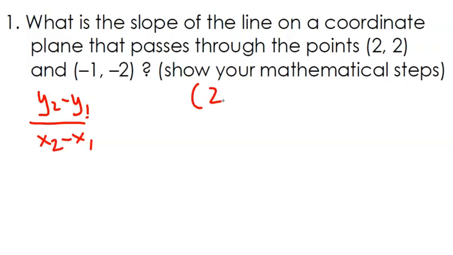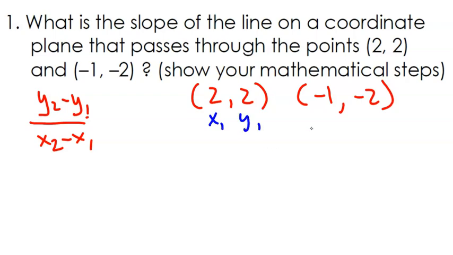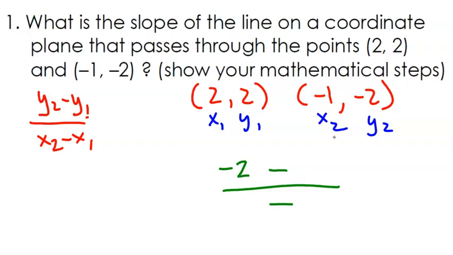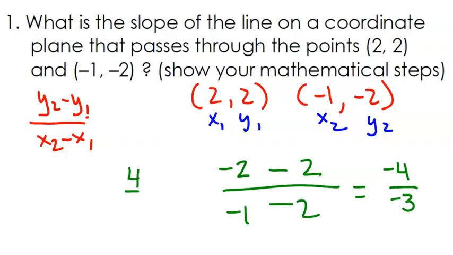With my 2 points, I can label them by assigning this one the values of x1 and y1, and this point the values of x2 and y2. When I set up that giant subtraction fraction from the formula, I do y2 minus y1 and x2 minus x1, giving me -4 over -3, which reduces to +4/3.